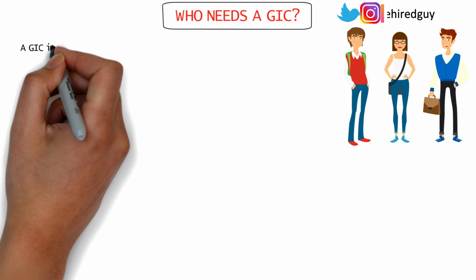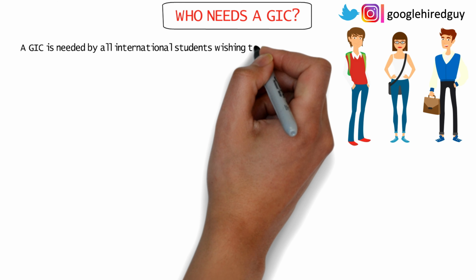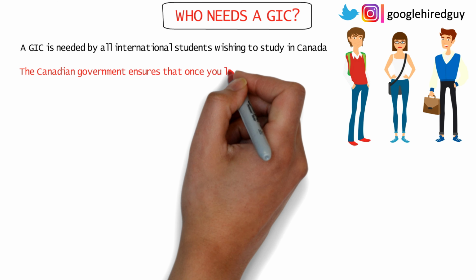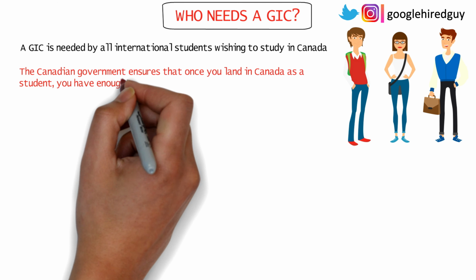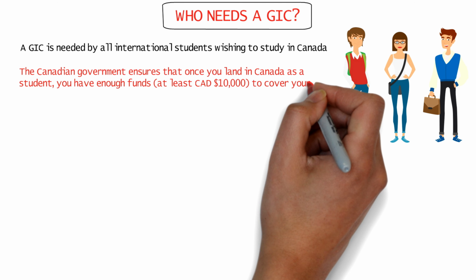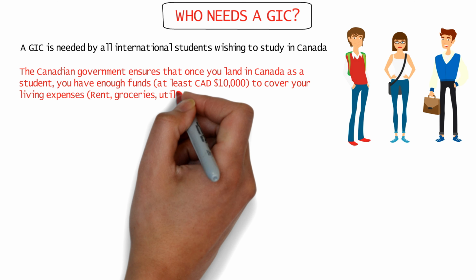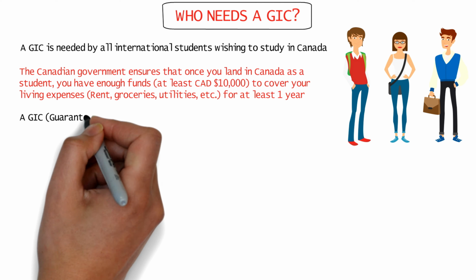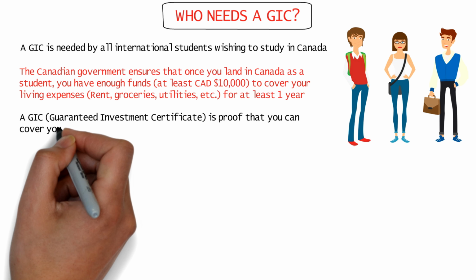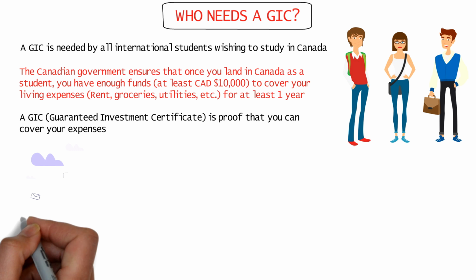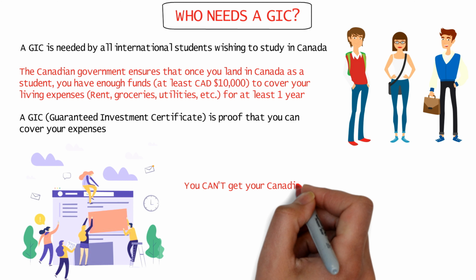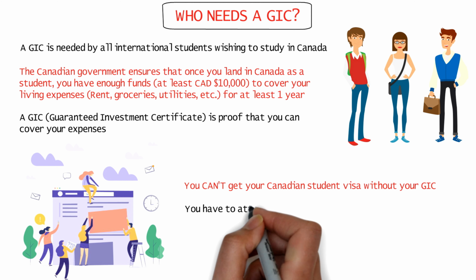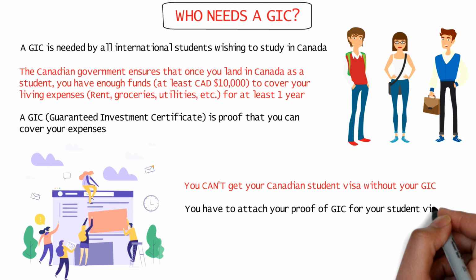Next, we come to who needs a GIC. A GIC is needed by any international student who wishes to study in Canada. The Canadian government needs an assurance that once you land in Canada as a student, you have sufficient funds of at least 10,000 Canadian dollars to cover your living expenses in Canada for at least a period of 1 year. And to do so, students need to purchase a GIC, or a Guaranteed Investment Certificate. You can't get your Canadian student visa without first getting a GIC. You'll need to attach your proof of GIC for your student visa application.